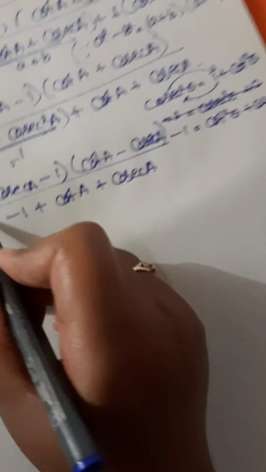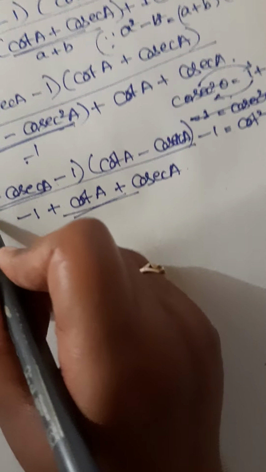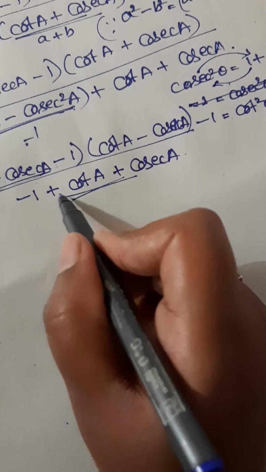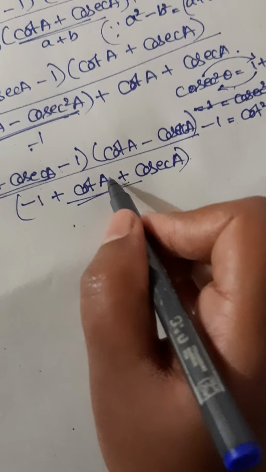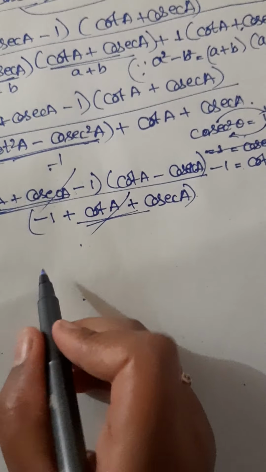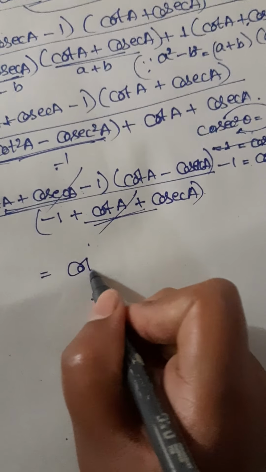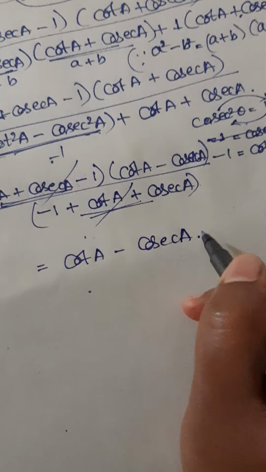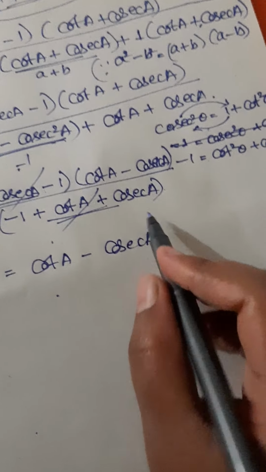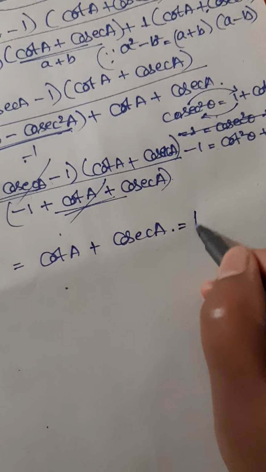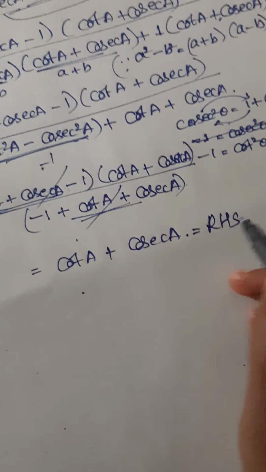So observe these two things: cot A plus cosecant A minus 1, cot A plus cosecant A minus 1. So these both are obviously the same, so we can cancel these two things. So what we got? Cot A minus cosecant A. So it's our RHS. So hence proved.